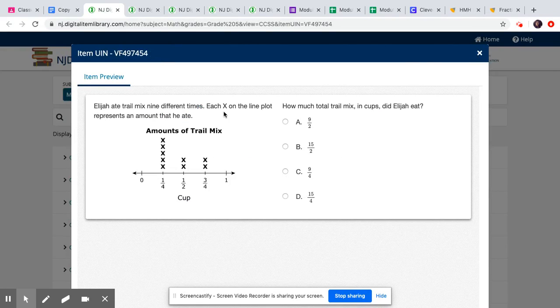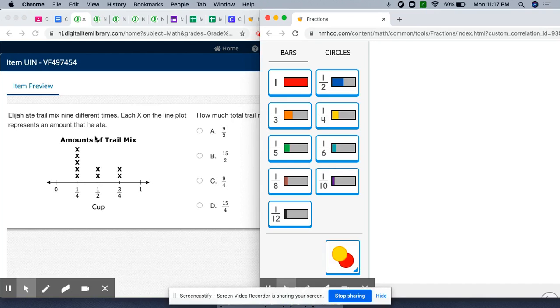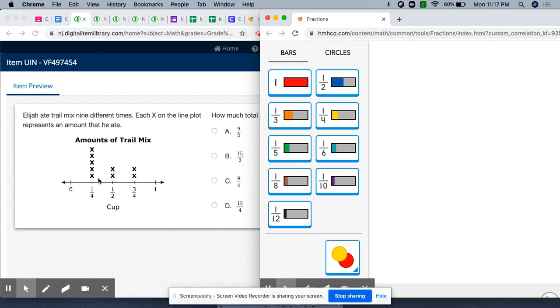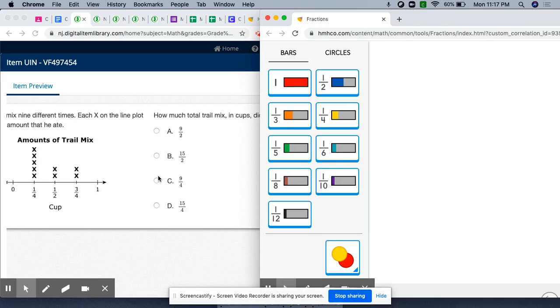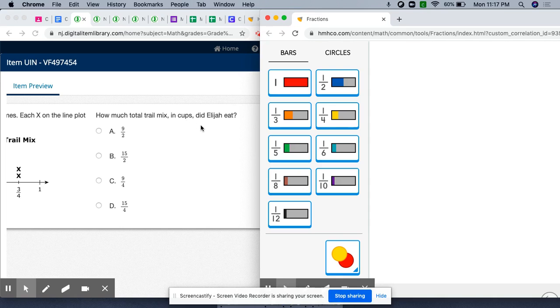I want to get this for my Monday. Okay, so it says Elijah ate trail mix 9 different times this week, and each time he ate it, he put an X on his line plot. Okay, and then it wants to know how much total trail mix in cups did Elijah eat.